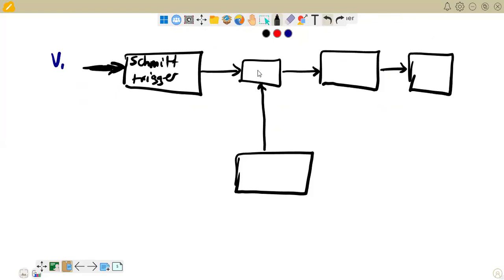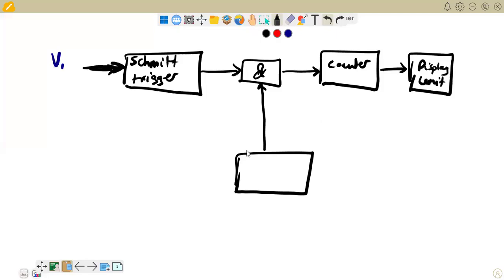All right, and then of course, we go to the last part. Let me just draw it nicely. So it's actually like this, right? There we go. And then we go to the counter, and then we go to the display unit.